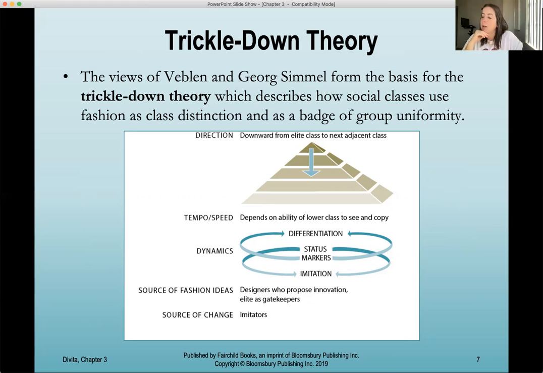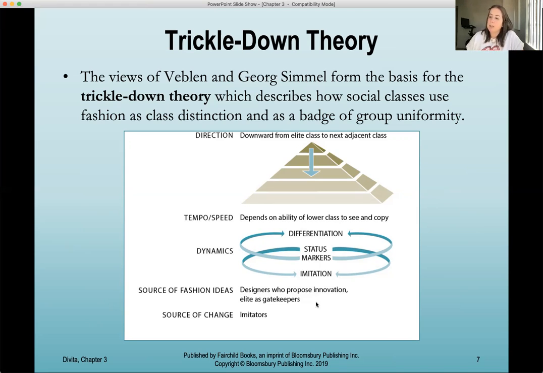The dynamics of this trickle-down theory explain how status markers create differentiation between the class systems and also how it forms imitation. Essentially, if one class is accepting it and then another adjacent class accepts it after seeing it in the elite class, we are imitating that class.